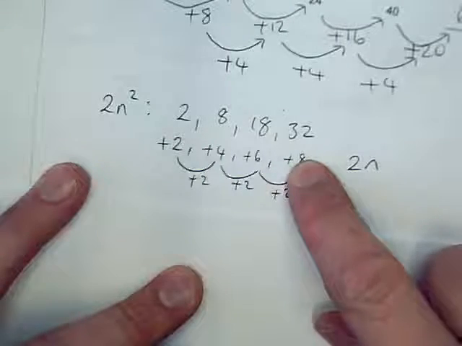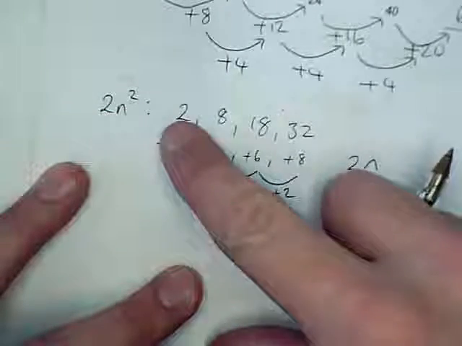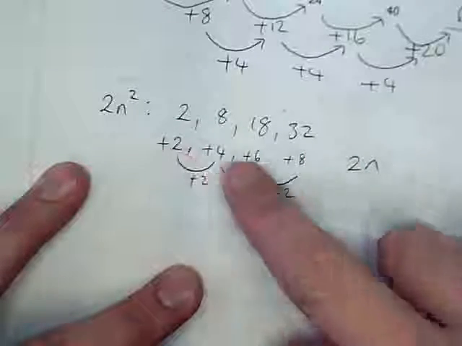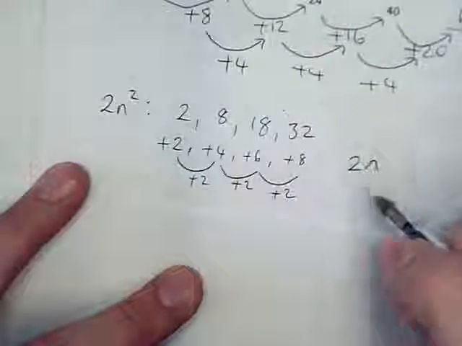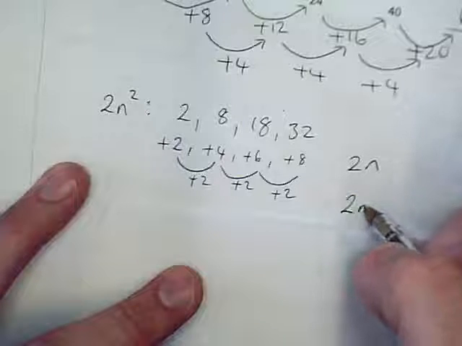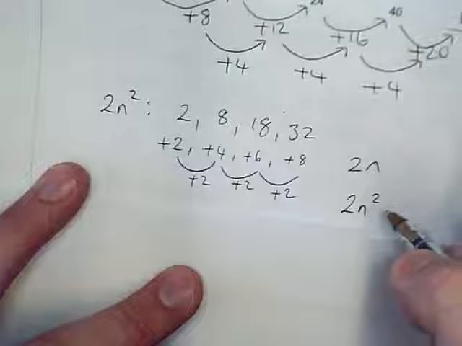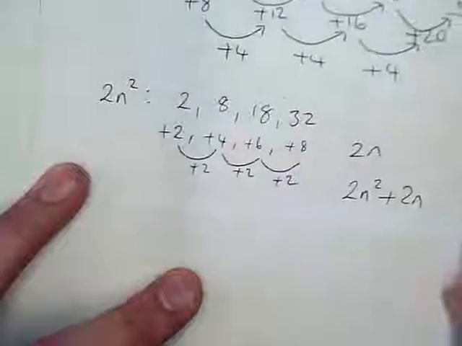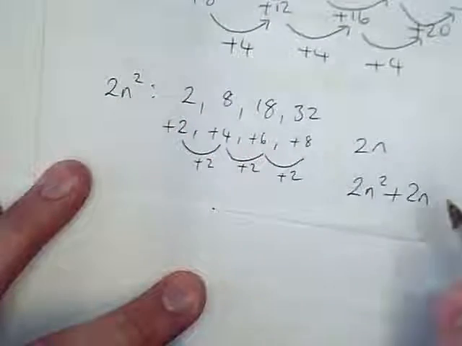So putting this together, I know it's 2n squared, that gives me this bit, and I need to add, because I want the numbers to be bigger, 2n. So if I wanted to work out the nth term of this quadratic sequence, which, like I said before, you don't need to do that for this particular question, but it's good revision. Putting them together, I get 2n squared plus 2n.